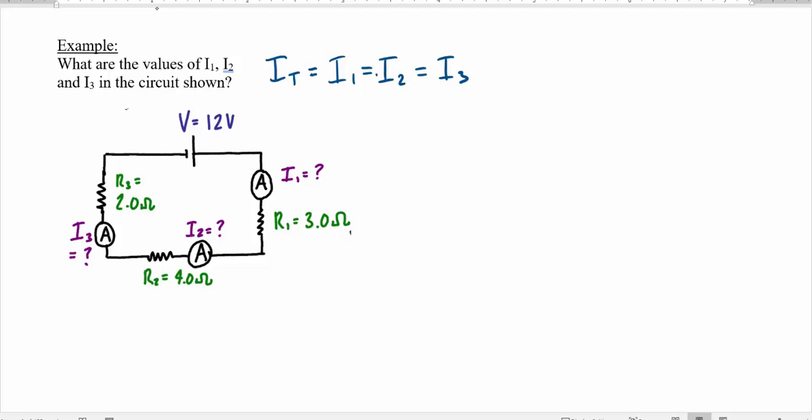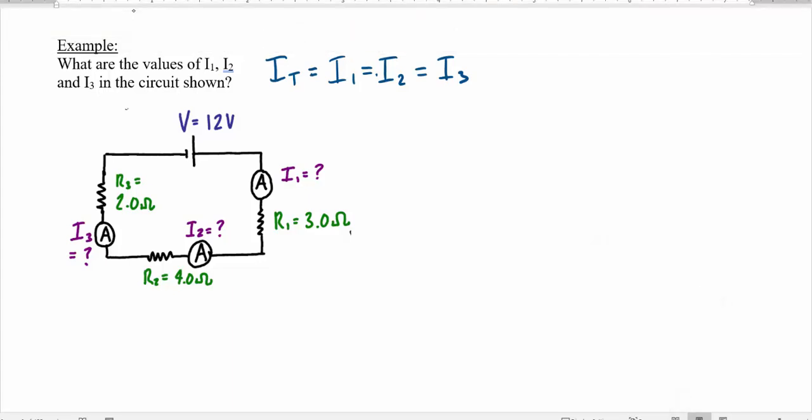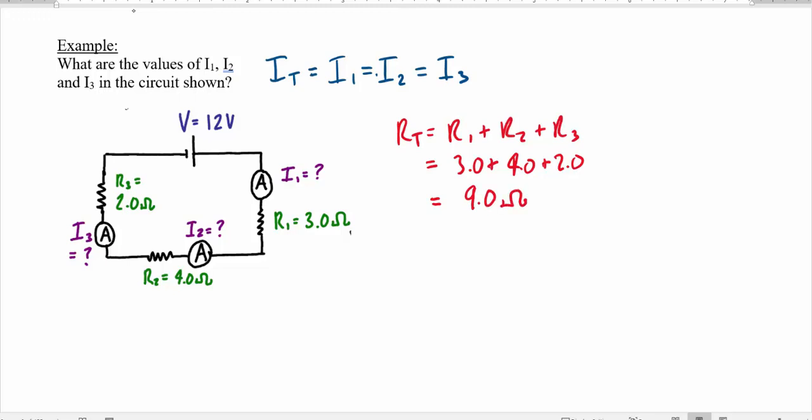So the second strategy I want you to think about, once you know what circuit you're dealing with, is that sometimes you're not totally sure how something is going to help you solve it, but you just want to go through, and if there's anything that you can figure out, go ahead and figure that out, and then it might be useful later. So for example, I've got R1, R2, and R3, so I know that I can find R total. Since it's series, R total is just going to be the sum of the individual resistances. So that's just 3 plus 4 plus 2, and this is going to add up to 9.0 ohms.